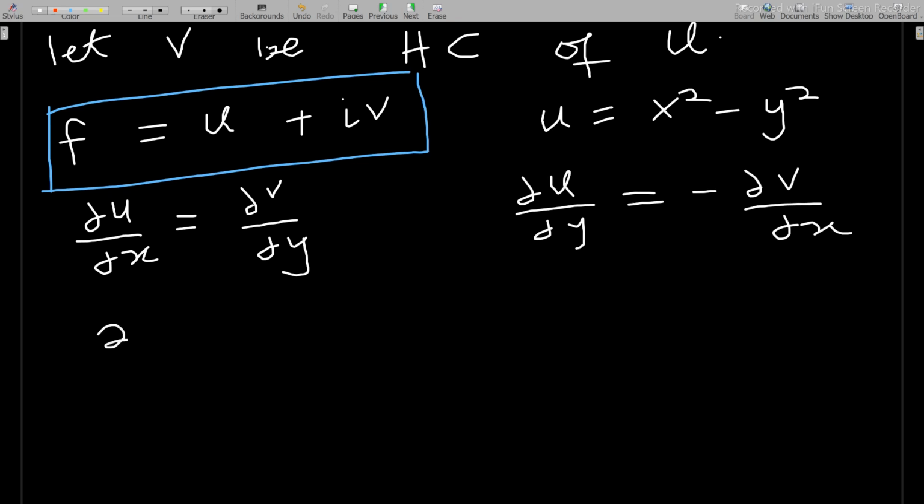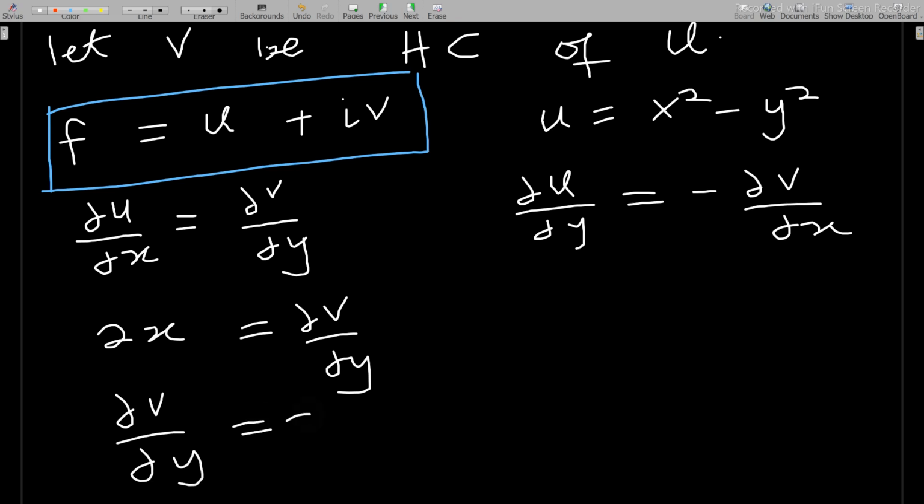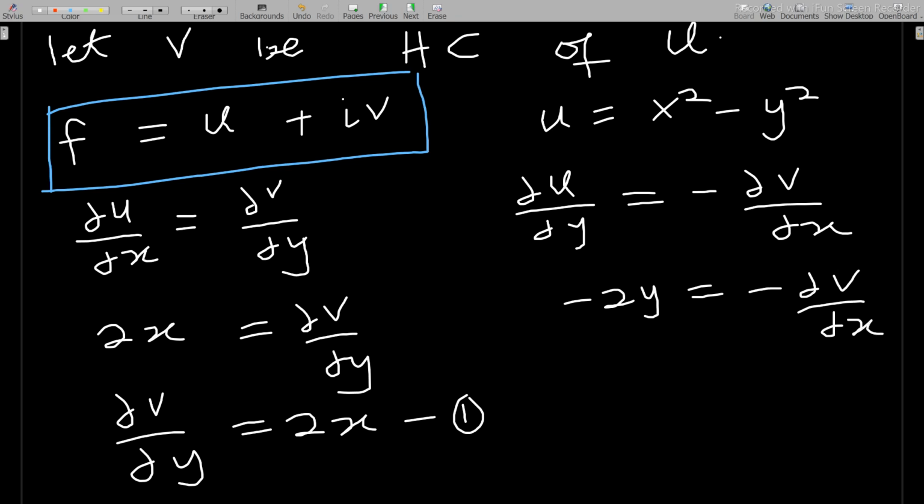We know del u del x gave us 2x, and this is equal to del v del y. Rearranging, del v del y is equal to 2x, which gives us our first differential equation. Let's call that equation 1. With the other one, del u del y equals minus del v del x, del u del y was negative 2y, so it equals minus del v del x. Rearranging, del v del x is equal to 2y, and this is equation 2. So we pick these two differential equations and solve them.